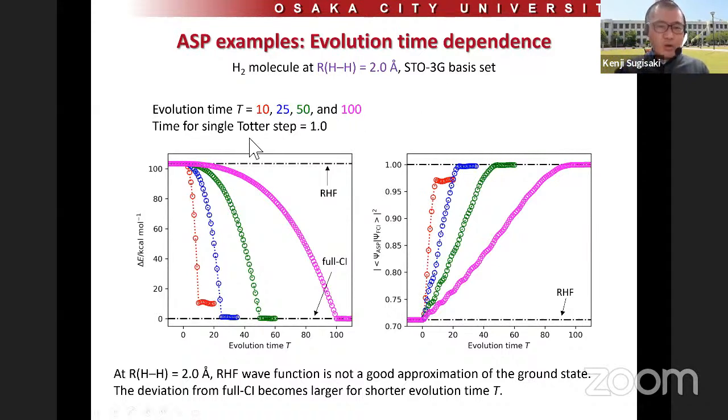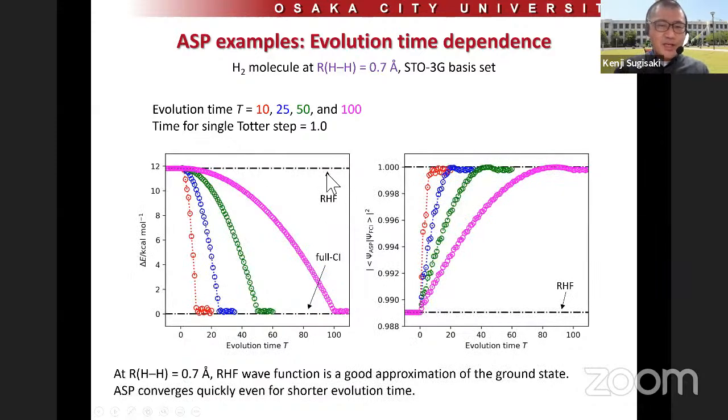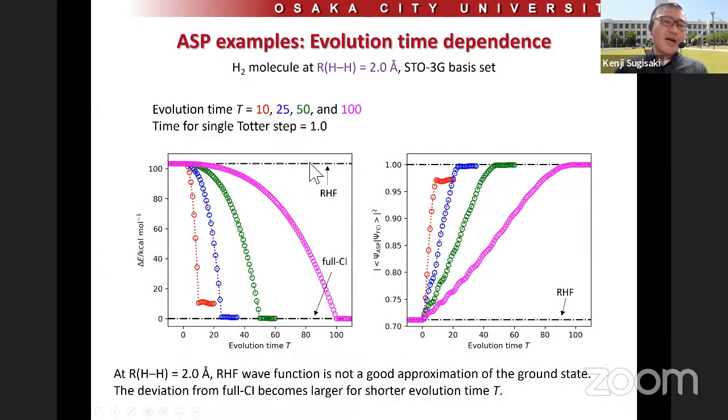In this case, I also performed the ASP simulation with total evolution time t equals 10, 25, 50, and 100. The result is shown here. The Hartree-Fock wave function is not a good approximation. In the previous slide, the energy gap between the Hartree-Fock and FCI was just about 12 kcal per mole. But in this geometry, the energy gap exceeds 100 kcal per mole.